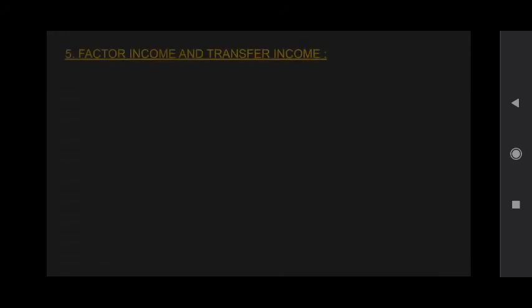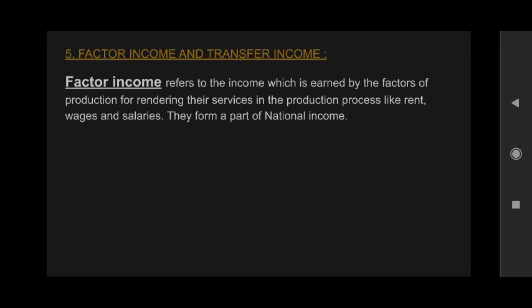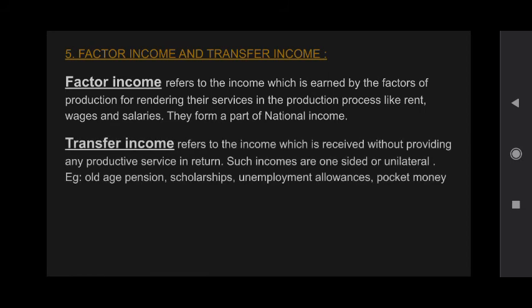The next concept we'll talk about is factor income and transfer income. Very important aspect: in the earlier slide I told you about factor income like rent, wages and salaries, interest and profit. So factor income basically refers to the income earned by the factors of production like land, labor, capital and entrepreneur for rendering their services in the production process. And therefore they do form a part of national income. Just like I told you in the definition, national income in a simpler sense is the aggregate of all factor income. On the other hand, transfer income is just the opposite of factor income.